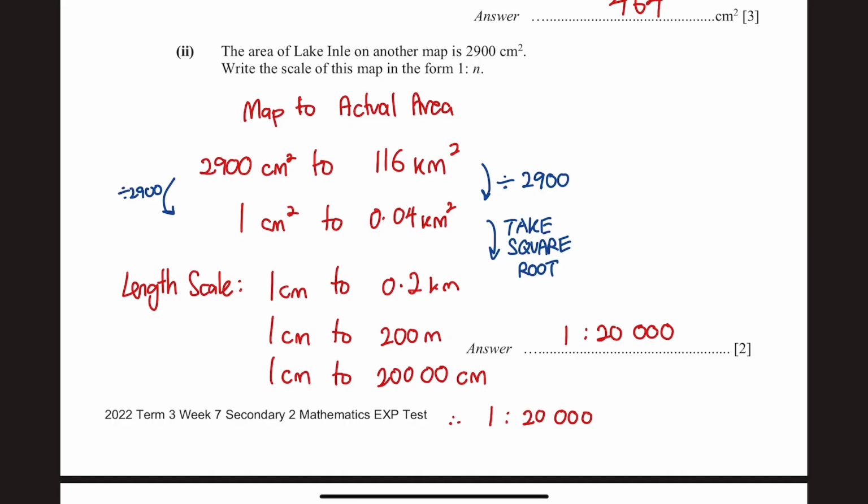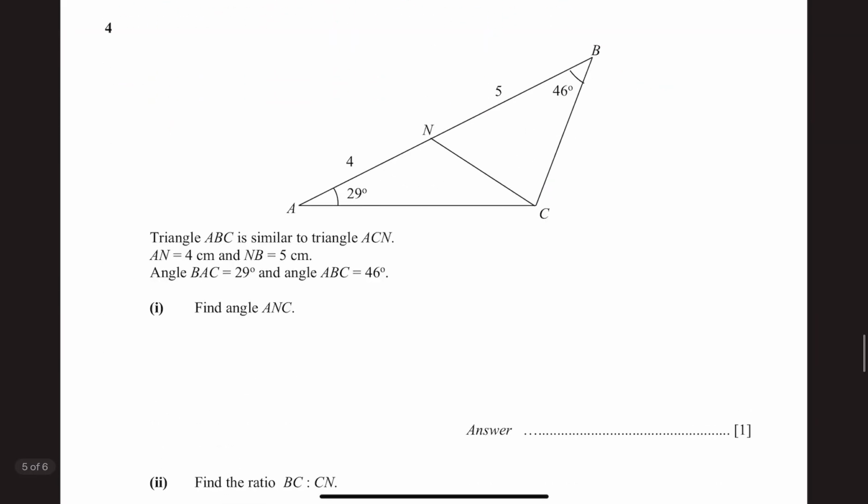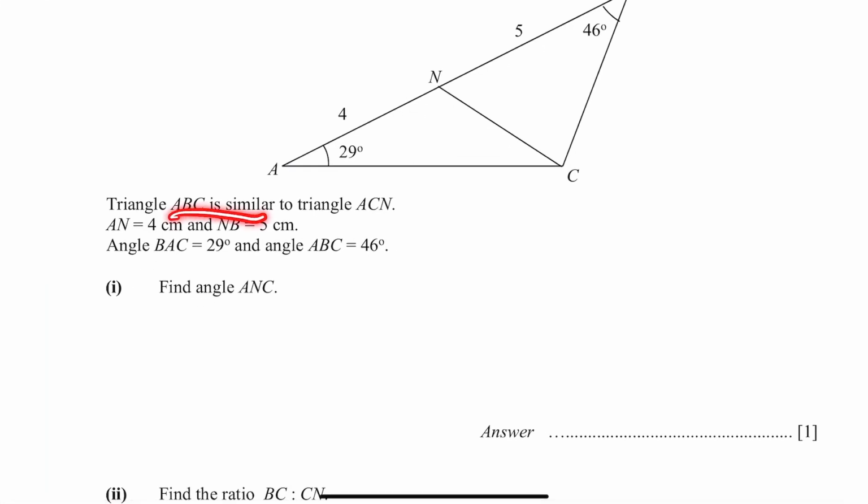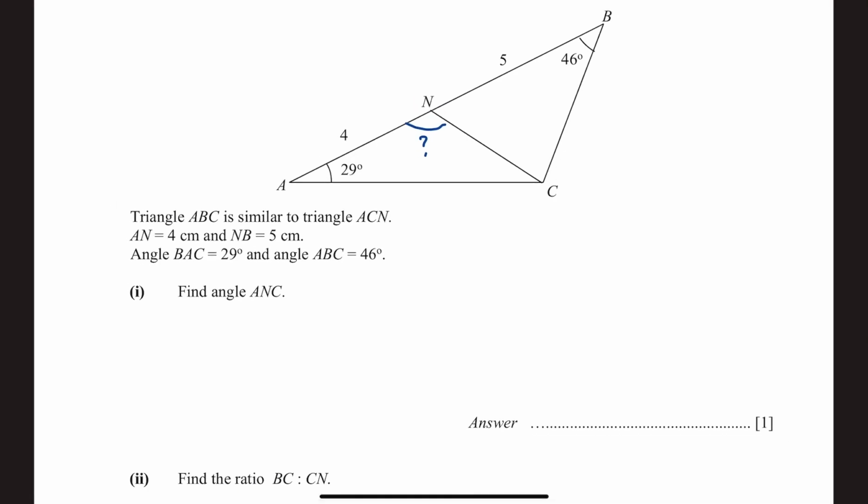Okay, let's now look at question number 4. Triangle ABC is similar to triangle ACN. Remember the vertices will match when we talk about similar triangles. Find angle ACB. Since these two triangles are similar, within this triangle over here, I want to find this unknown angle. So let's see if I know this angle.